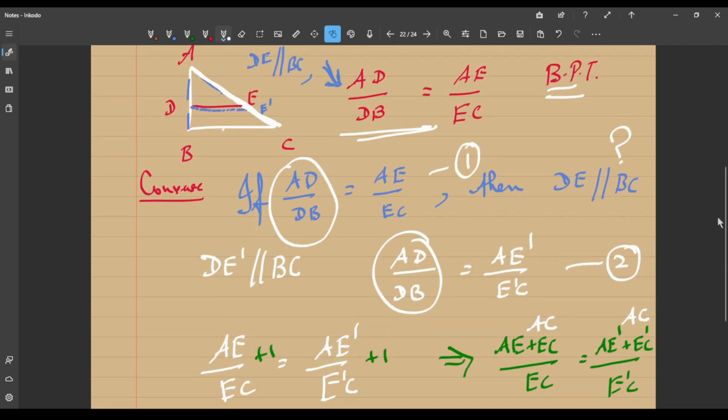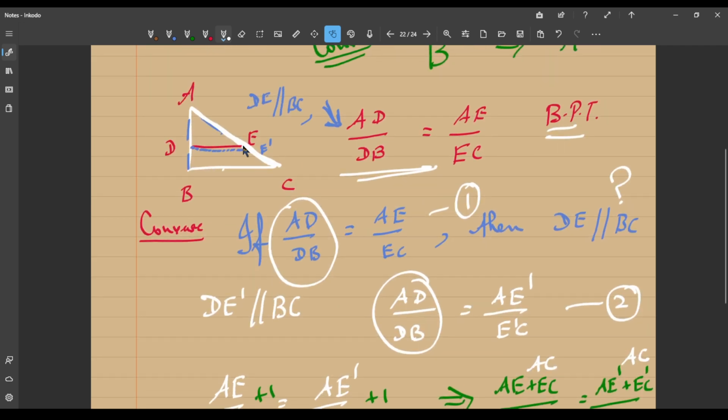So what happens if E dash C and EC were the same? So this is EC and this is E dash C, but they are same. According to our proof, both are same. It means that E and E dash are one and the same point. They coincide. E and E dash coincide. So if DE dash is parallel to BC, it means that DE is parallel to BC. Actually, E and E dash are the same.